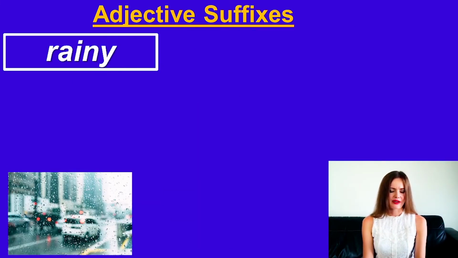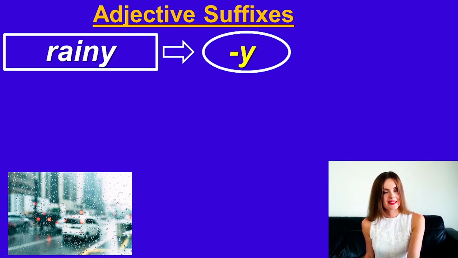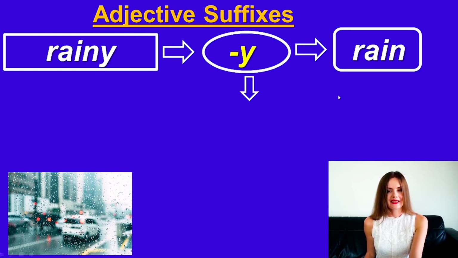Rainy. It's rainy today. What would be the suffix in here? Of course, the suffix would be Y. Letter Y that sounds like E at the end of the word. And we get rainy. So rain is the base word. And what do you think? What would be the meaning of the suffix E, which is spelled with letter Y?